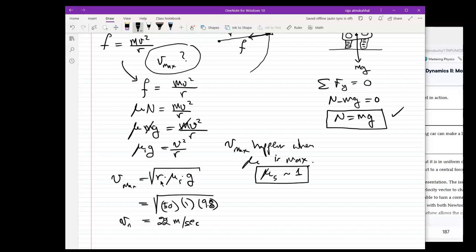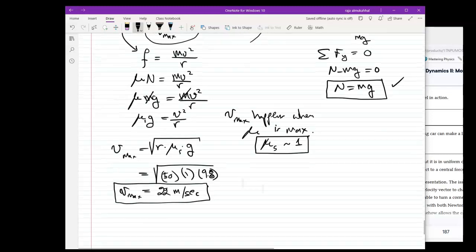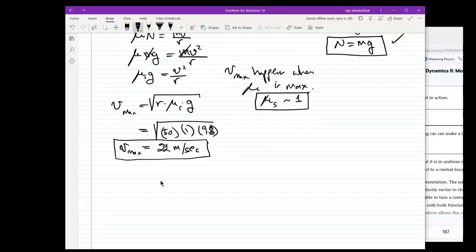And that's probably a realistic number. 22 meters per second is about, give or take, 44, 45 miles an hour. So imagine that you're going around the curve at 45 miles an hour, unbanked, on a level floor. Anything above that will probably cause you to slip. So that's basically the story of this problem.